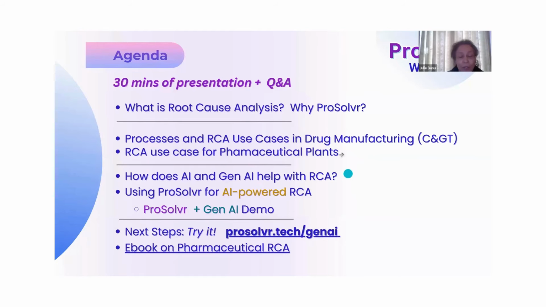So today's agenda, we have a lot of material to cover, but we will try to give you a very brief overview of what is root cause analysis, why did we even build ProSolvr, and what is the purpose of ProSolvr. Then we will invite Ranjita to walk us through the processes and RCA use cases in drug manufacturing, which is her area of expertise, cell and gene therapy. Then we also briefly go over some use cases in pharmaceutical plants. How does AI and Gen AI, these new tools and technologies, help us with RCA? And then, of course, our product is there ready to help you leverage this power.